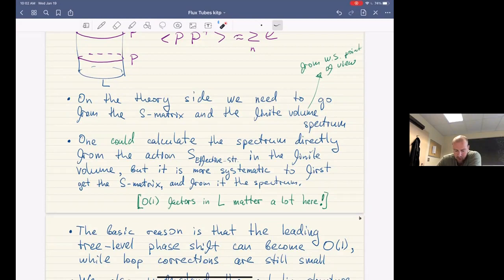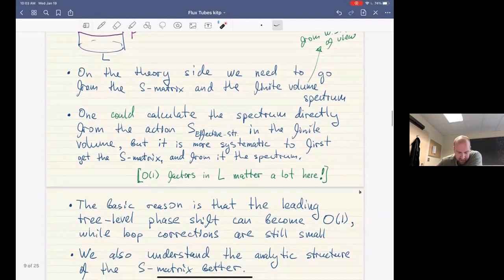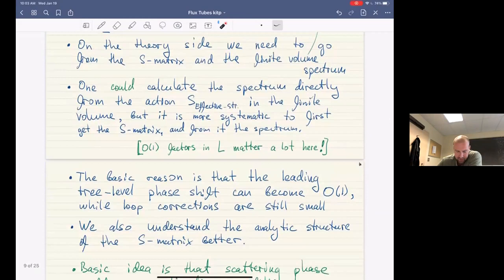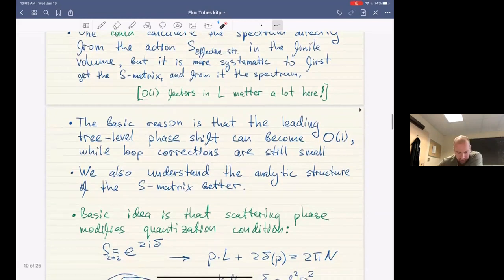And the thing here is there are some order one factors in the lengths at which our theory converges. They matter a lot here because, of course, on the lattice one cannot probe asymptotically large distances. The basic reason for this is that the tree-level phase shift in the S-matrix can actually become order one while loop corrections, and by loop corrections I refer basically to high derivative corrections, can still be small. And also we understand the analytic structure of the S-matrix better, I think, than that of the finite volume spectrum, which is a more subtle observable.